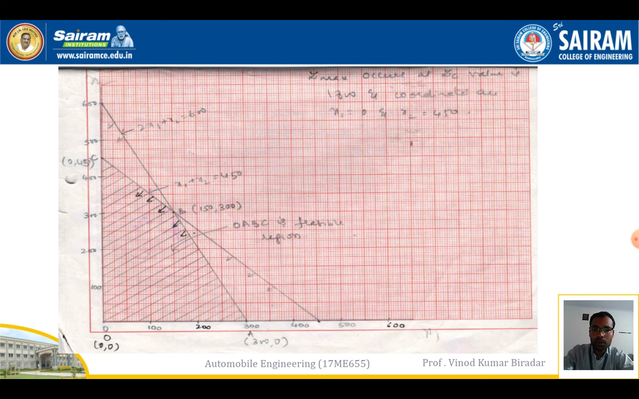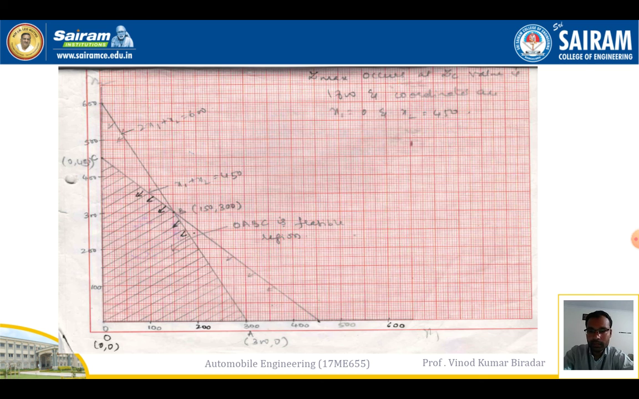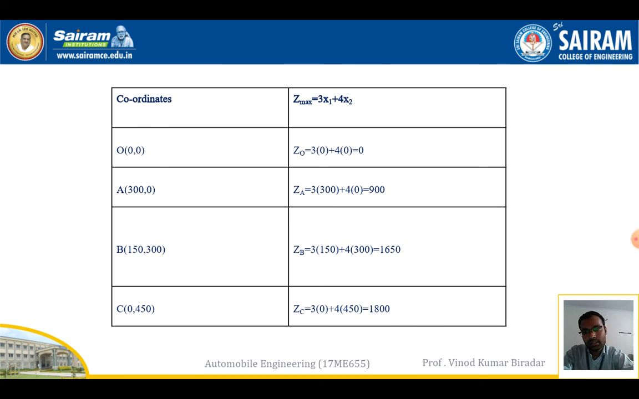Next, at point B, here it is 150 and this side is 300. Substitute 150 comma 300, and you will get 1650. Next, at point C, x1 is equal to 0 and x2 is equal to 450. Substitute in this equation, and you will get 1800. From these four values, the maximum value is the answer. Here 0 is very small, 900 is more than this, and among these four values, 1800 is the largest.